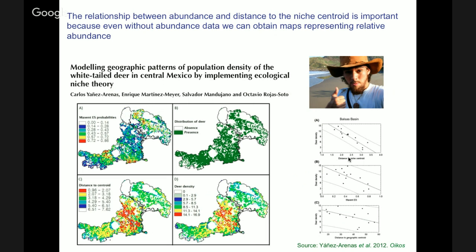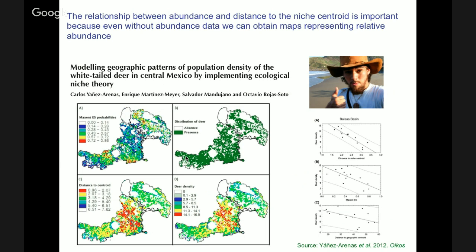We have done further testing, going to the field and getting information on density of different species. One of the persons who has been more active in these ideas is Carlos Yáñez, a former PhD student of mine, and currently he's a professor at the National University of Mexico. He went to the field and collected data on the density of the white-tailed deer in two small areas in Mexico.